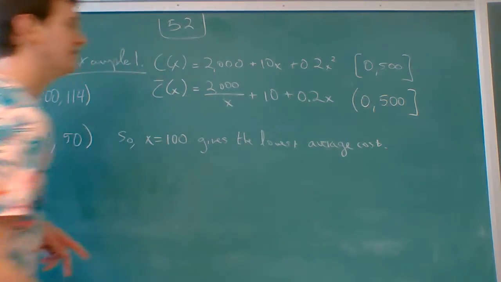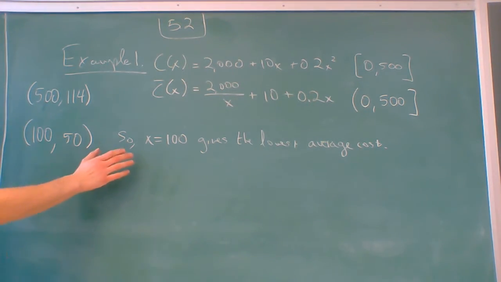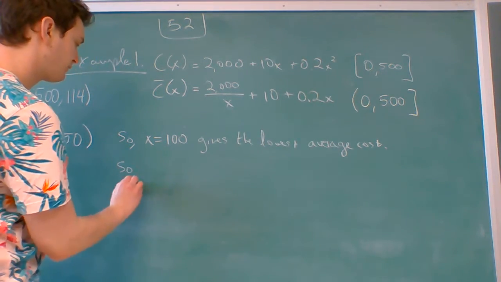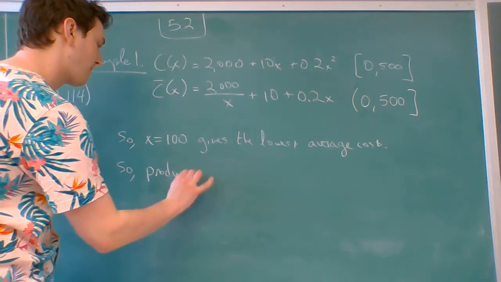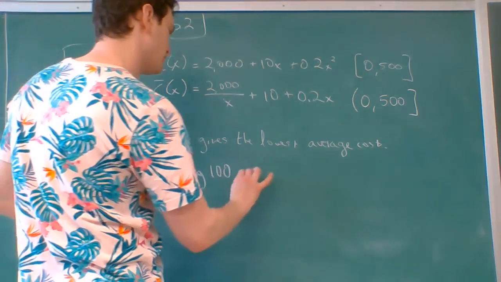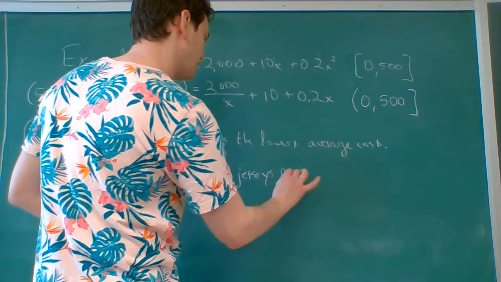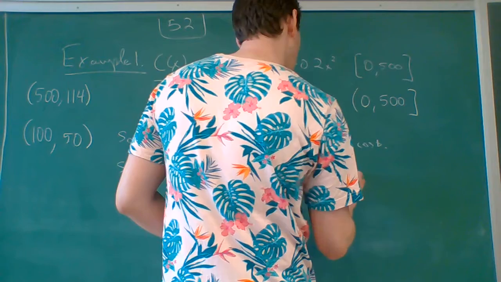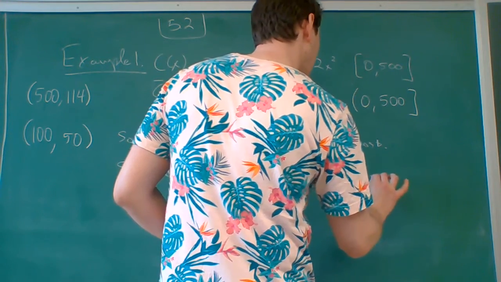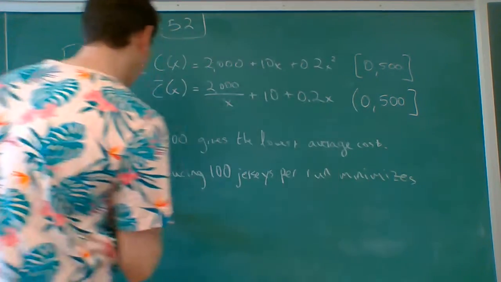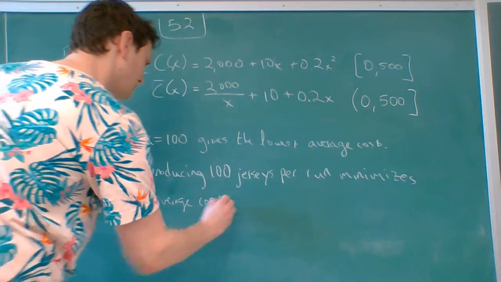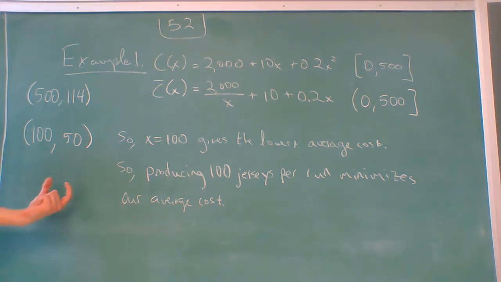So without worrying about that left-hand endpoint, this point, x equals 100, is going to give us the lowest average cost. Producing 100 jerseys per delivery, or what was it, per run they called it, per run, minimizes our average cost. By the way, the average cost itself at that production level is $50.